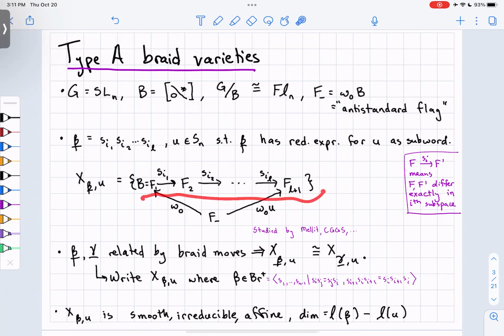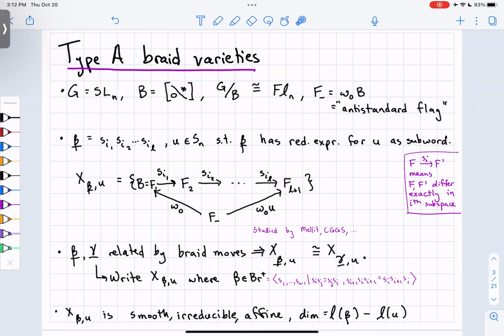It tells us about some walk that we're allowed to take in the flag variety. Those walks will be points in the braid variety, but we're not just looking at any walks with this dictated pattern of steps. We're going to constrain a little bit where the walk ends. The way we're going to constrain it is this final flag needs to be in position W, not U, with the anti-standard flag. Okay, so this looks like a very funny condition.